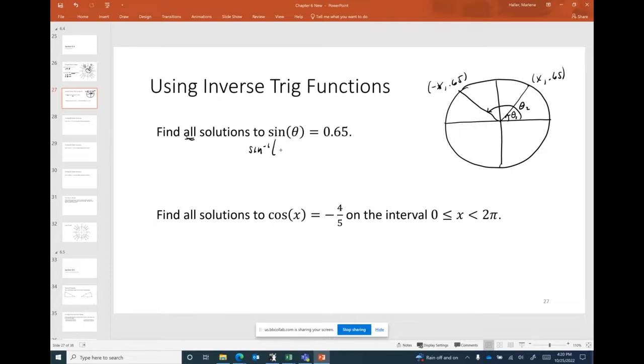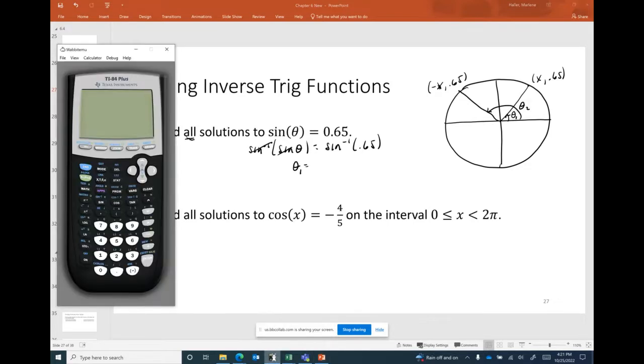So if I say the inverse sine of the sine of theta is equal to the inverse sine of 0.65, right? The inverse sine will undo the sine, and I'll see that first occurrence of theta, call it theta sub 1, it's going to be the inverse sine of 0.65. Let's see what that is. I can get my calculator to wake up. There we go. Inverse sine of 0.65.